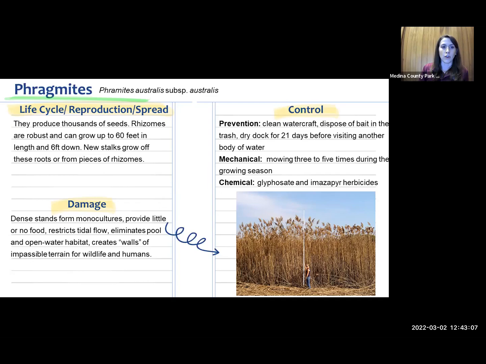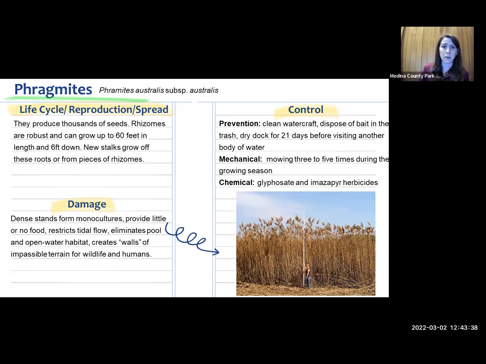They have enormous rhizomes under the ground. So that's what we talked about earlier, all those roots that are connected. And it makes it very, very challenging to eliminate, right? So digging it up out of the ground piece by piece becomes an impossible task. So again, prevention, always number one. When you visit an area, make sure you clean your watercraft. They recommend dry docking before going to the next area.